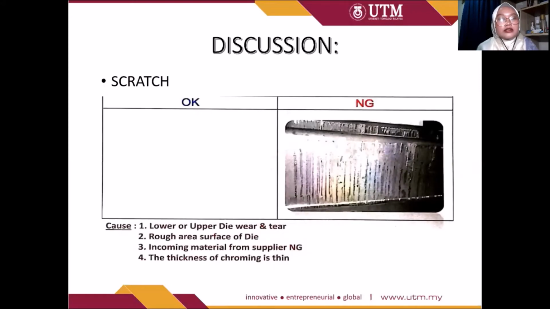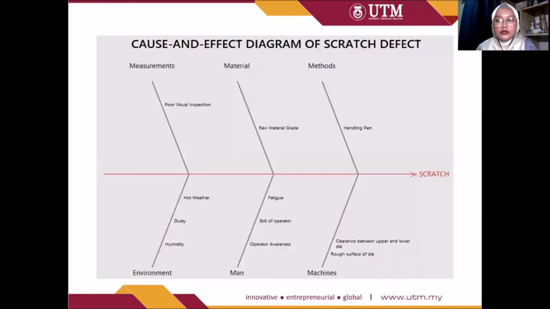The last defect that I will discuss with you is scratch. Scratch is caused by lower or upper die wear and tear, rough area surface of die, incoming material from the supplier NG. The thickness of the forming is thin. This is cause and effect diagram of the scratch defect.